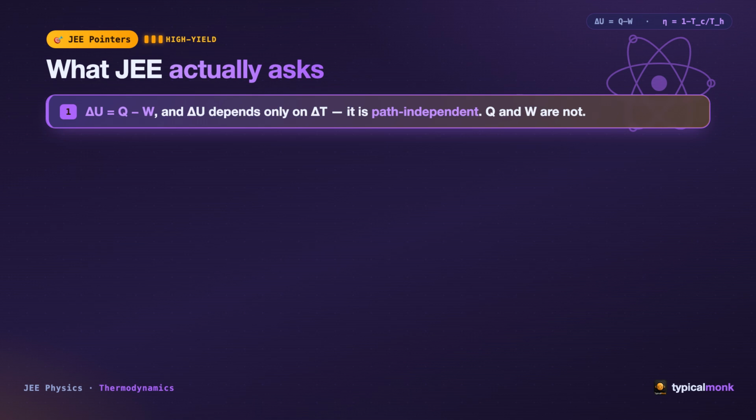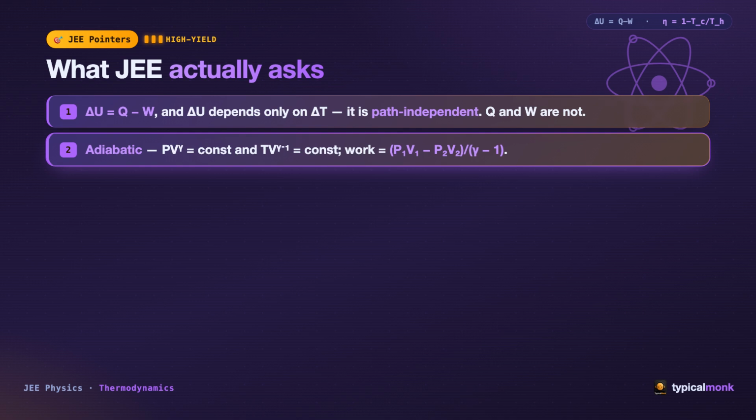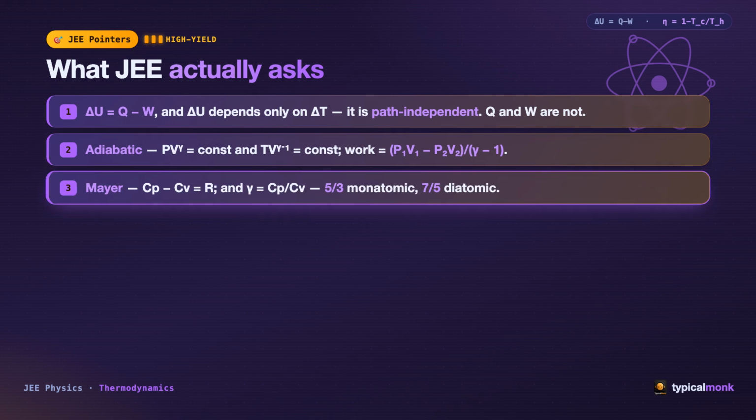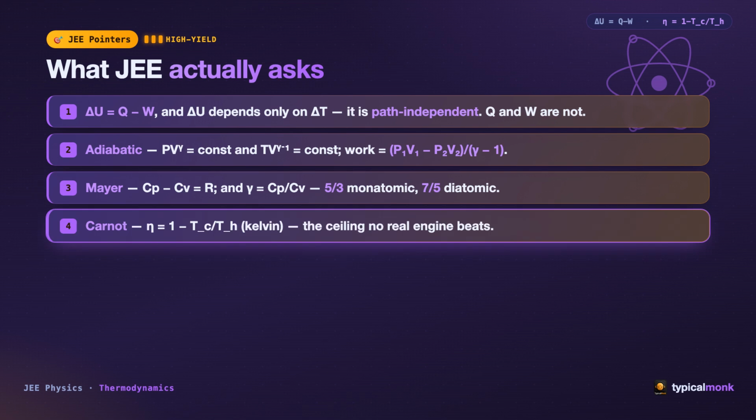It is path independent. Q and W are not. 2. For an adiabatic process, PV to the power gamma is constant, and TV to the power gamma minus 1 is constant. The work is P1V1 minus P2V2 all over gamma minus 1. 3. Mayer's relation: Cp minus Cv equals R, and gamma is Cp over Cv, 5/3 for a monatomic gas, 7/5 for a diatomic. 4. The Carnot efficiency eta equals 1 minus T cold over T hot.